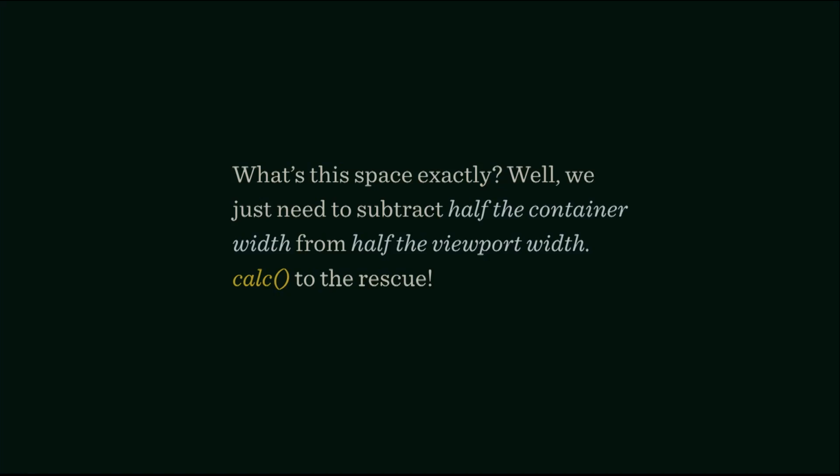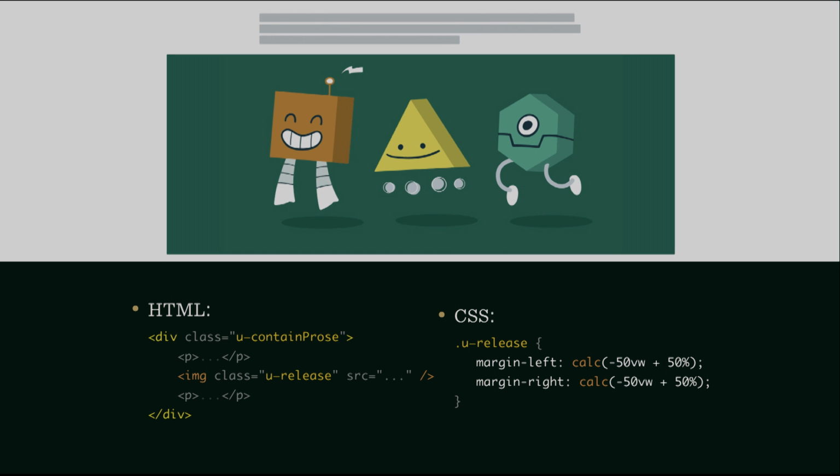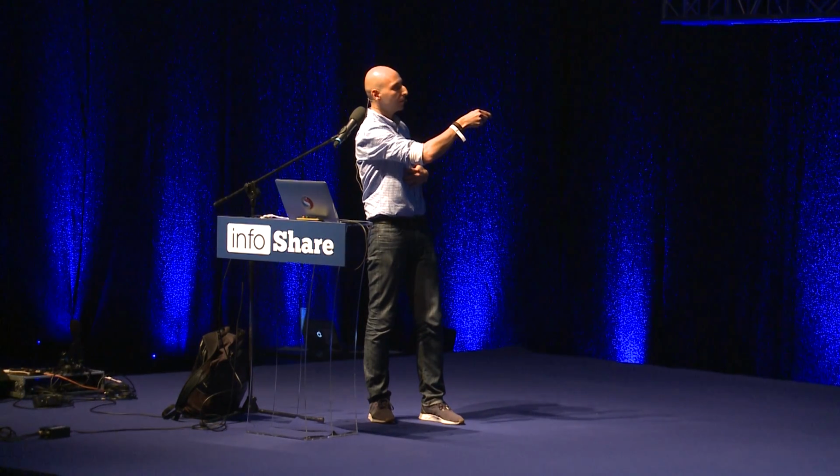So we need to use a little bit of math here again, but we don't have to, as we will see in a second. We can use calc to make it work. Because we need to think about what is the space that we need to pull that image out from that container, right? Now, we know that percentage within the container refers to the width of the container. And then, of course, we also have vw and vh units that refer to the viewport. So what we could say is, well, we have that image with this class, u-release, for example.